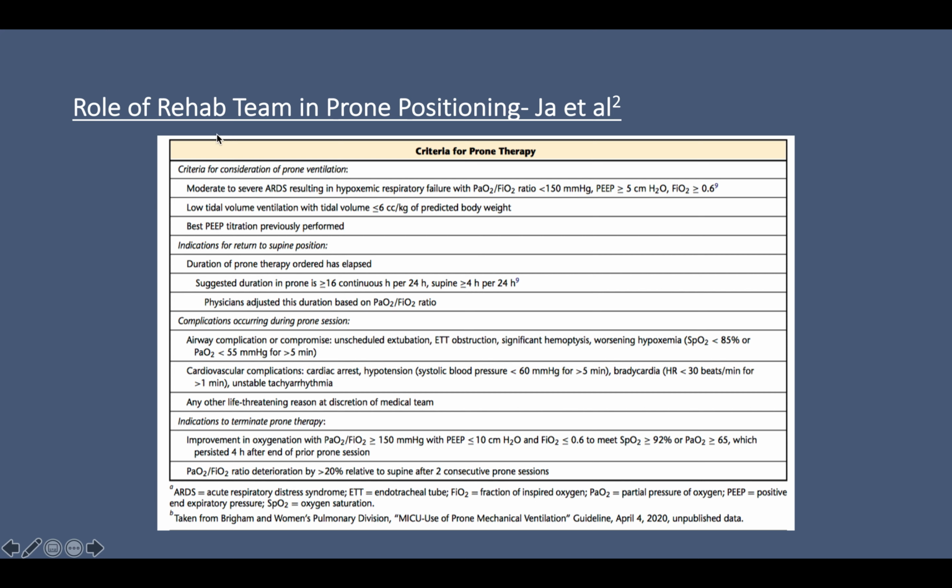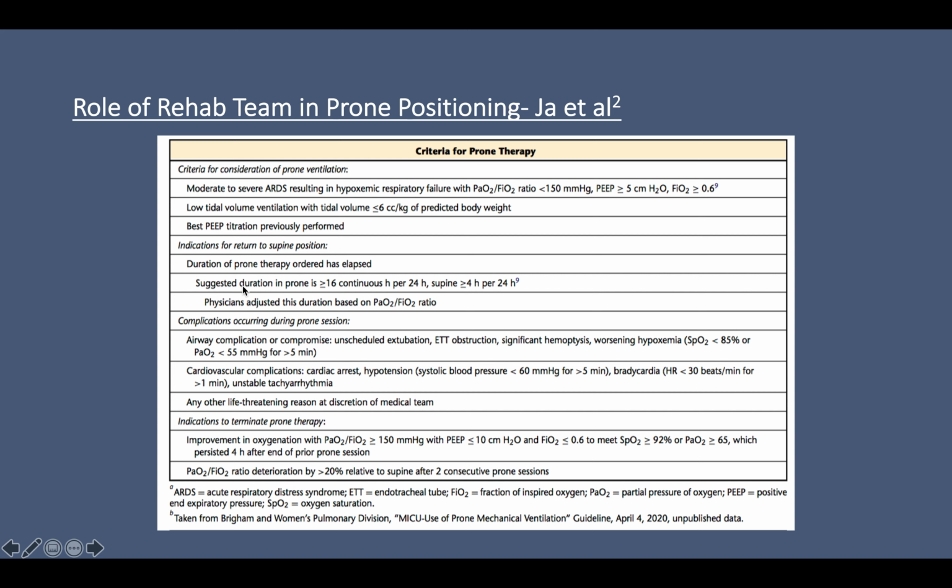This is a diagram that the study included. Please feel free to pause the video and take a look at what they decided for criteria for prone therapy. First of all, they look at what specific respiratory settings were present to complete the prone therapy. There are also indications for when to return.